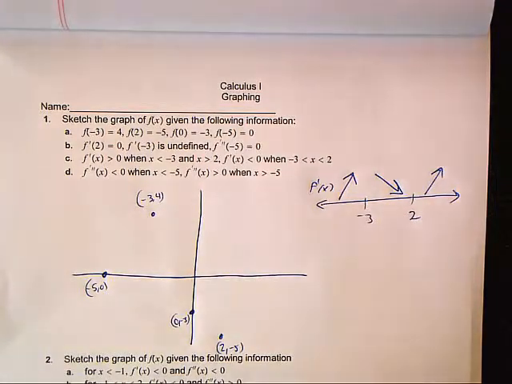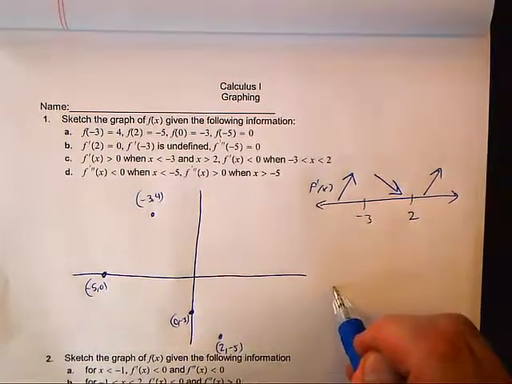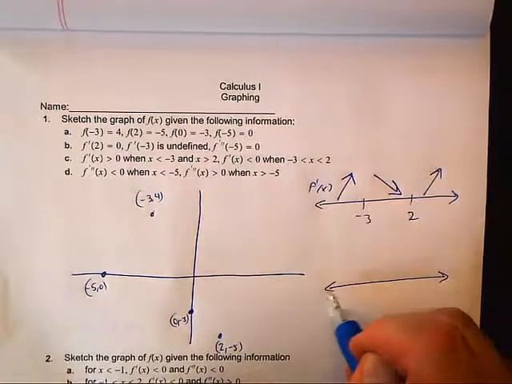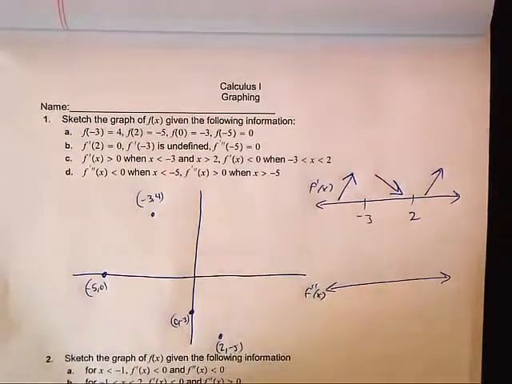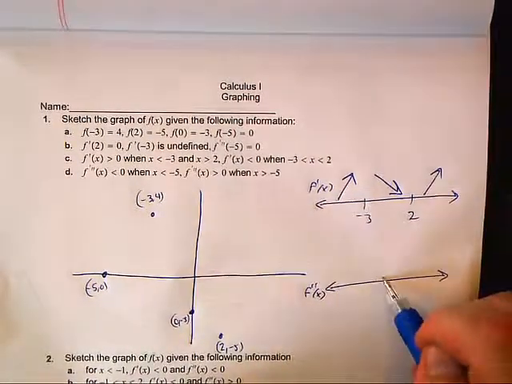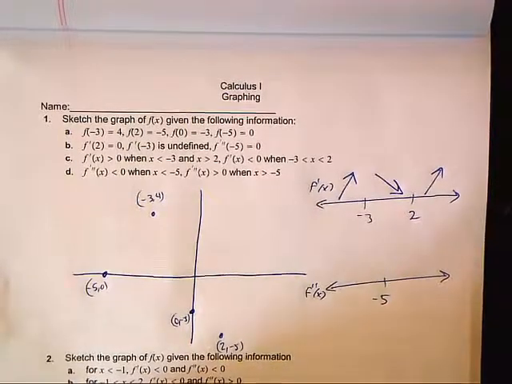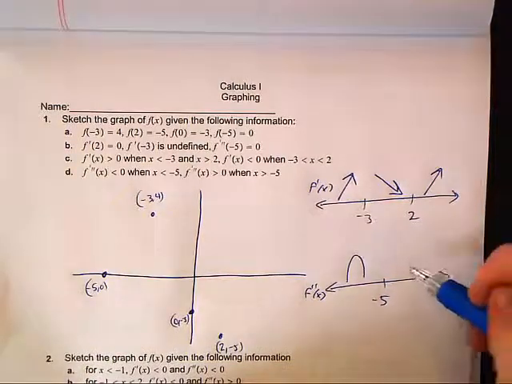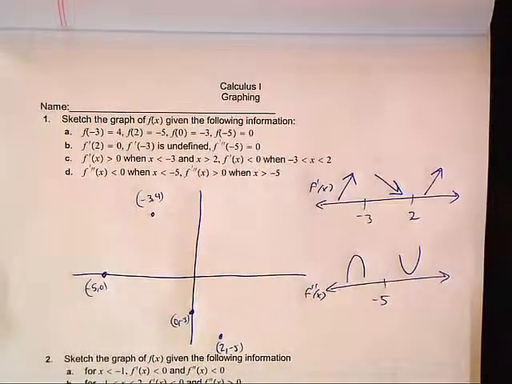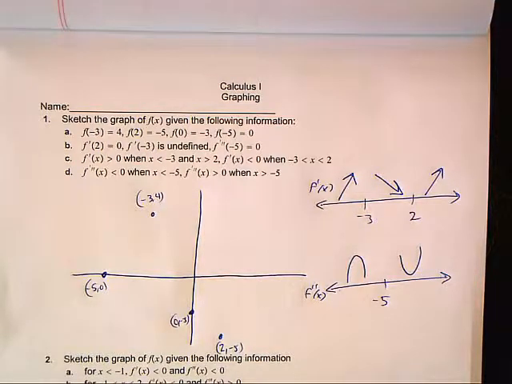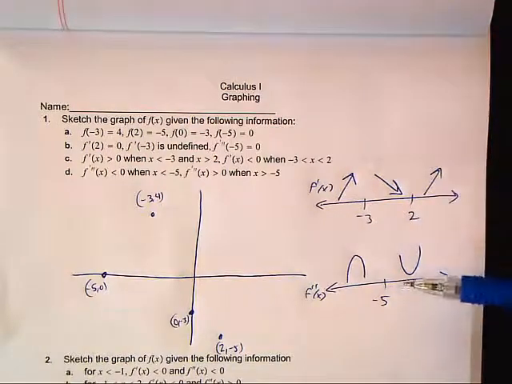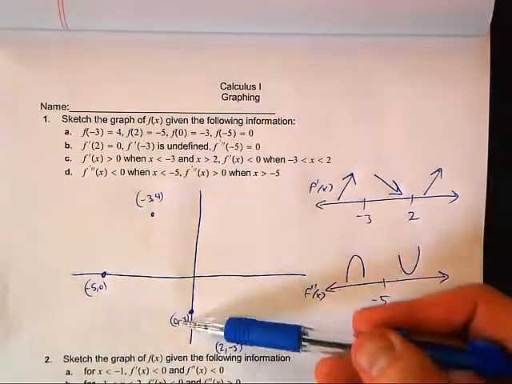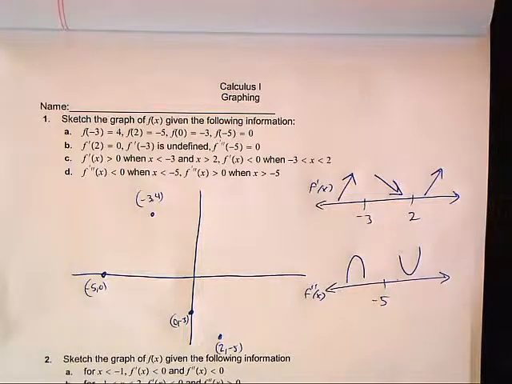All right. And then part D, I'm going to do kind of the same thing. I'm going to draw another number line for the second derivative. And it says the only important number apparently is -5. The second derivative is negative for smaller than -5 and positive for bigger than -5. Okay, so from this increasing, decreasing chart, this concave up, concave down chart, and the points that we have, we should be able to draw a very accurate graph.